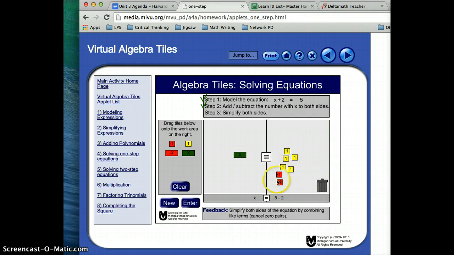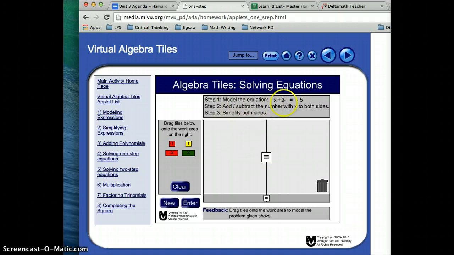I also have some zero pairs on this side, so let's get rid of these and this one here. Okay, and when I am done, I have x equals a positive 3, x equals 3, and if I'm correct, it will tell me correct, and I will get a check mark on my final step. If I don't get all 3 check marks, I've done something wrong, and I need to go back and figure out what it is. Once that has happened and I have all 3 check marks and the computer tells me I'm correct, I will then go to new to get a new problem, and I'm going to try that one.